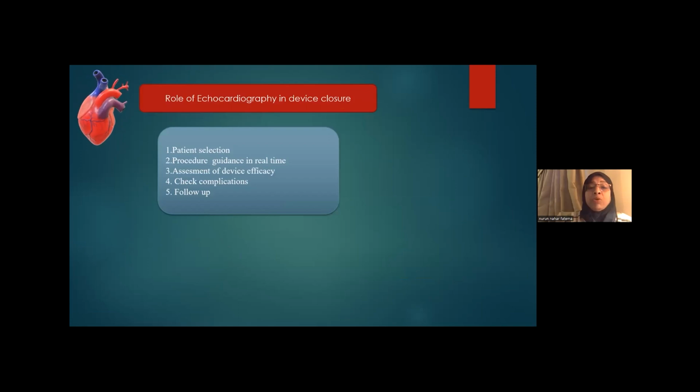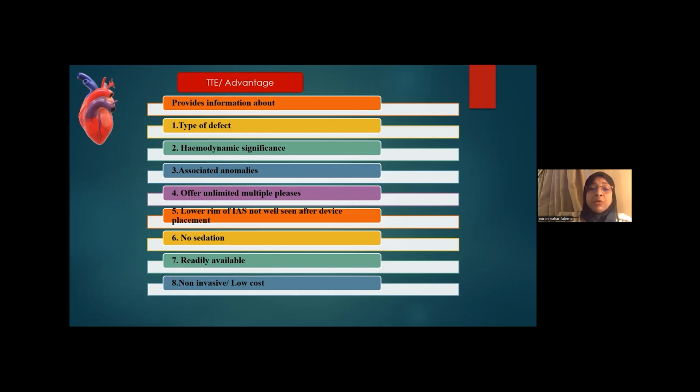Now, the role of echocardiography in device closure. Starting from the patient selection, procedural guidance in real-time mode, assessment of the device efficacy, and then checking of complications during the procedure, after the procedure, and in the follow-up, this echocardiography examination is the gold standard.